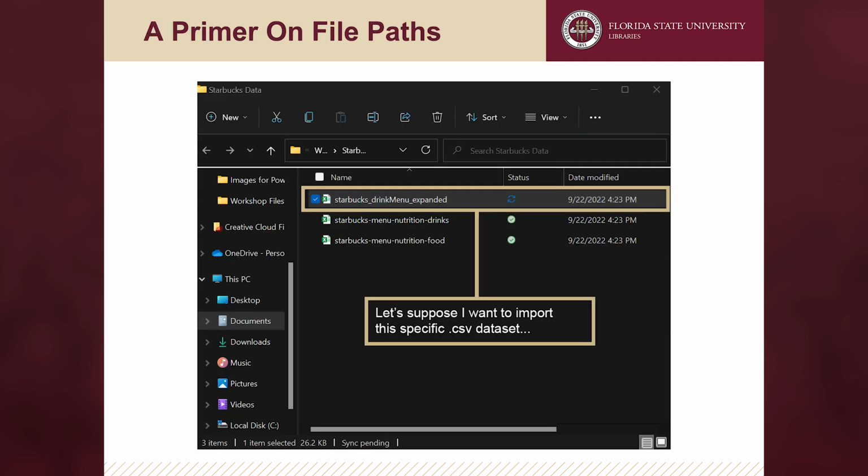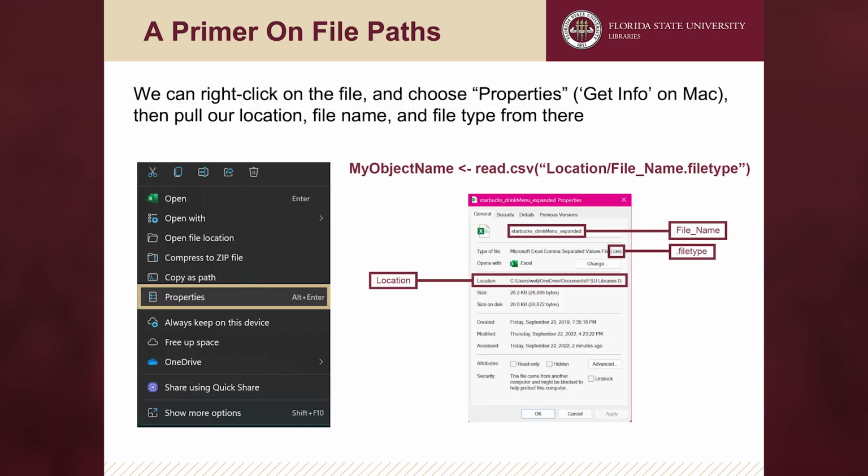Just in case you're not familiar with what I mean when I say file path, I'm sure many of you are, but here's an easy way to find it. Find the file on your computer and right-click it. Click on Properties if you're using a Windows computer, or Get Info if you're using a Mac. And you can find all the information about the file path. It should be listed in Location.